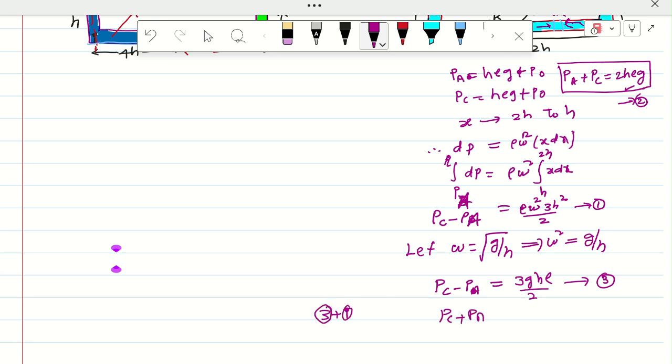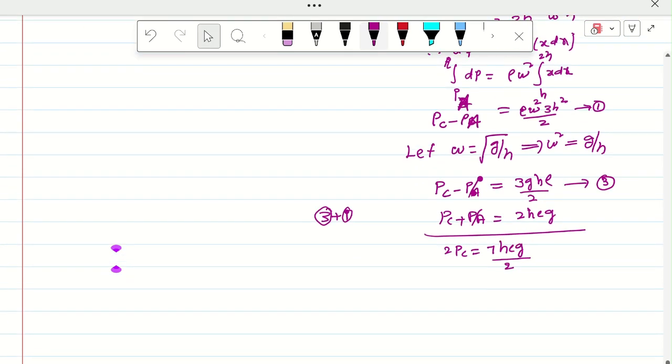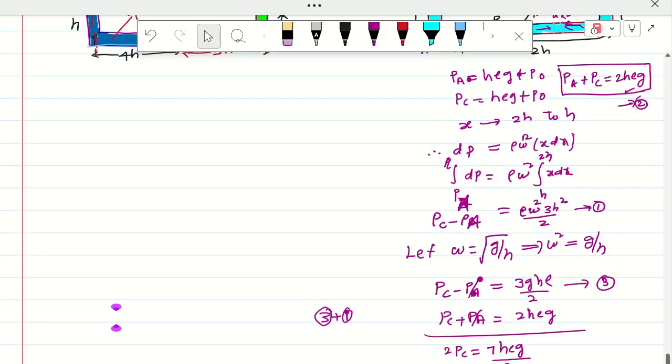PC plus PA is equal to, I already got, 2h rho g. So now adding, 2 PC is equal to 7h rho g by 2, right? So that implies PC is equal to 7h rho g by 4. Now substitute this PC in PA, and you will get the other answer. So I hope you got this answer. And if you want P2 also, you can find it. This is already a lot of time, you can solve it.